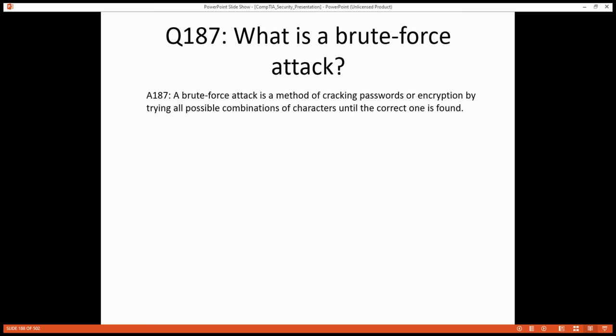Q187. What is a brute force attack? A187. A brute force attack is a method of cracking passwords or encryption by trying all possible combinations of characters until the correct one is found.